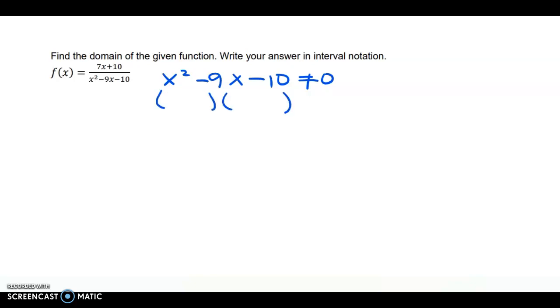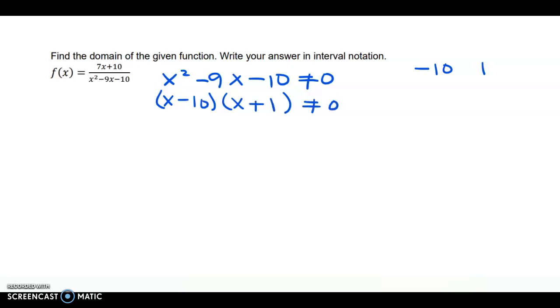So negative 10, looking for factors of negative 10 that add up to negative 9. Well, in this case, we'll just have negative 10 and positive 1. So negative 10 times 1 is negative 10. Negative 10 plus 1 is negative 9. So we get x minus 10, x plus 1.